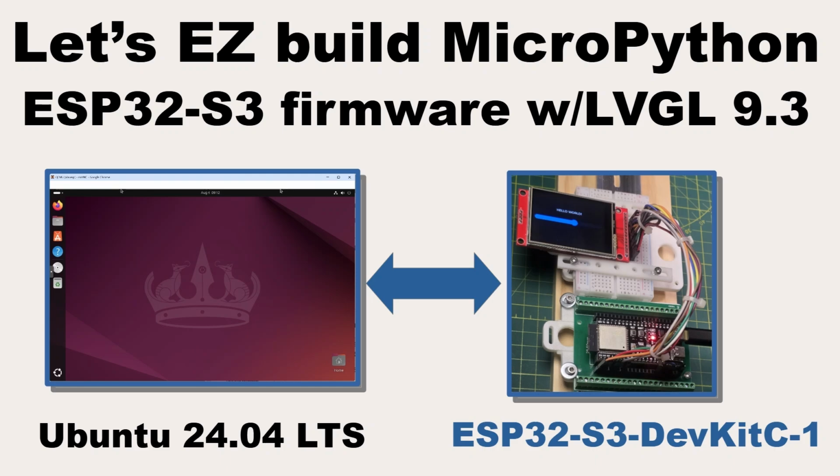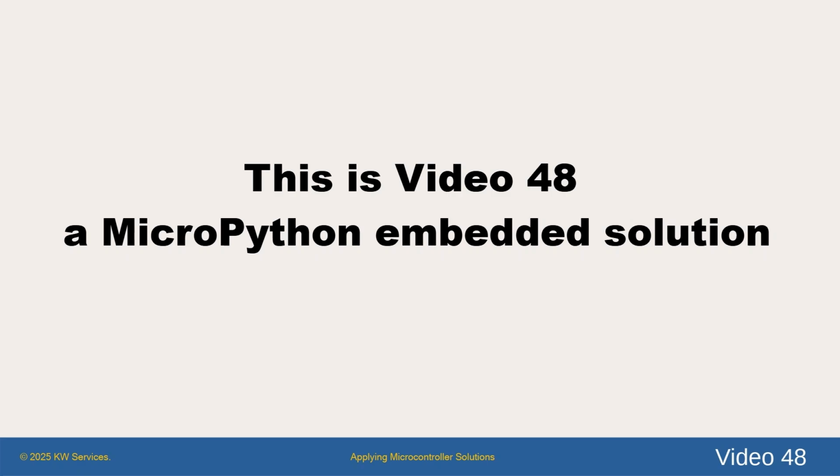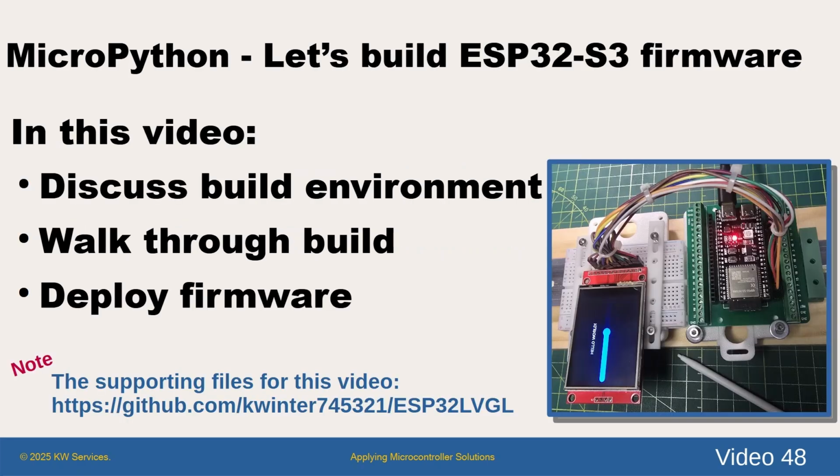This is video 48 on a MicroPython LVGL and embedded solution. When I read the comments from previous videos, I most often get asked to show how to build the firmware. So in this video, we build a new ESP32 firmware using Kevin Schlosser's GitHub LVGL MicroPython site. We will learn the steps to build the firmware for MicroPython 1.25 and LVGL 9.3. Please let us know in the comments with additional suggestions.